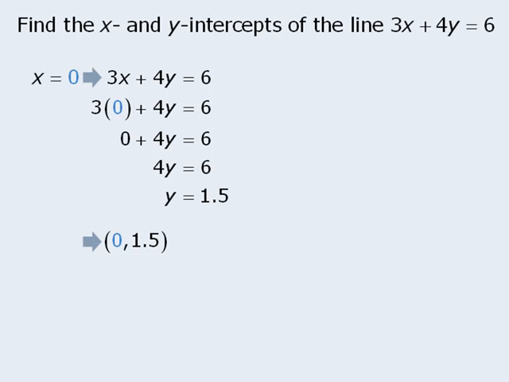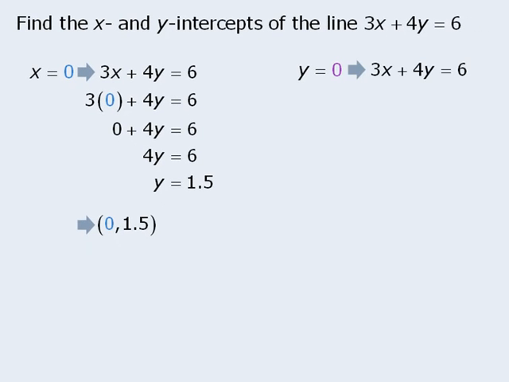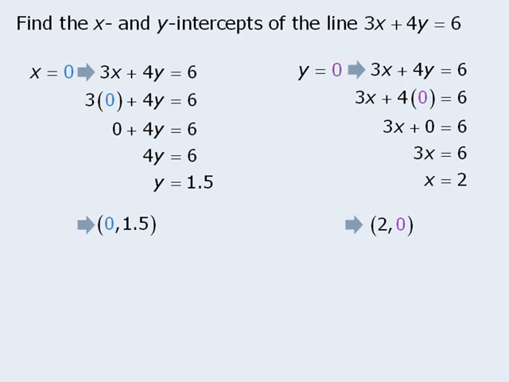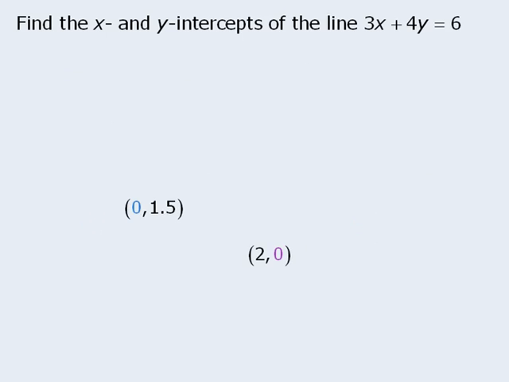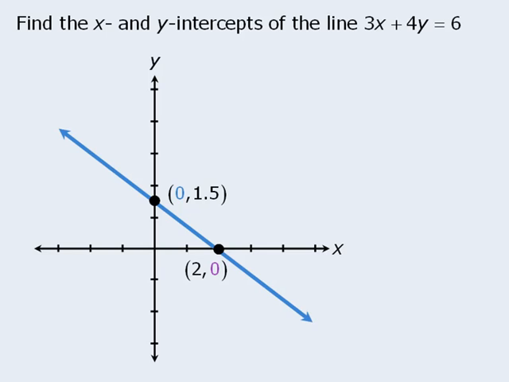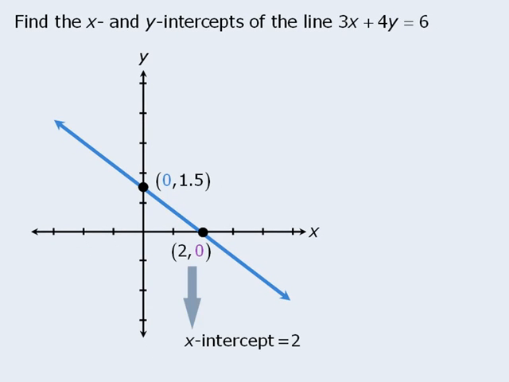Now we already know that when a line crosses the x-axis, the y-coordinate is 0 at the point of intersection. So if we let y equal 0, we can take the equation of our line and plug 0 in for y to find the corresponding value for x. When we solve this equation for x, we see that when y equals 0, x equals 2. So another solution to this equation is x = 2 and y = 0, which means the x-intercept of the line must be 2. Now if we take these solutions and plot them in the xy plane, we can see that the resulting line has x-intercept 2 and y-intercept 1.5.